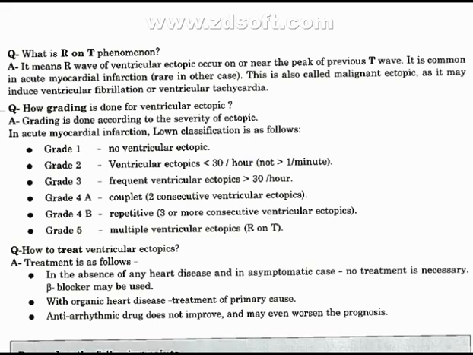How to treat ventricular ectopics? Treatment is as follows. In the absence of any heart disease and in asymptomatic cases, no treatment is necessary. Beta blocker may be used. With organic heart disease, treat the primary cause. Antiarrhythmic drugs do not improve and may even worsen the prognosis.